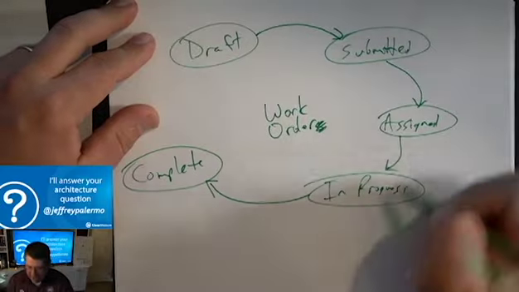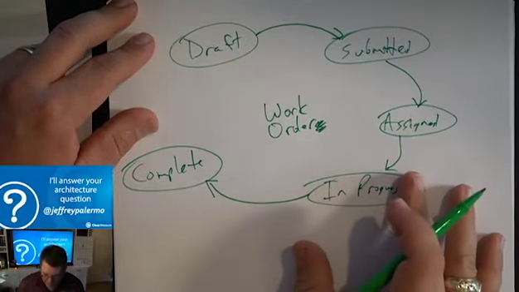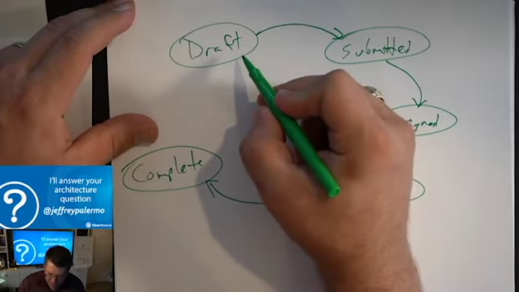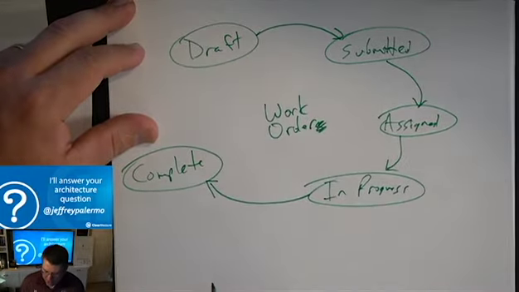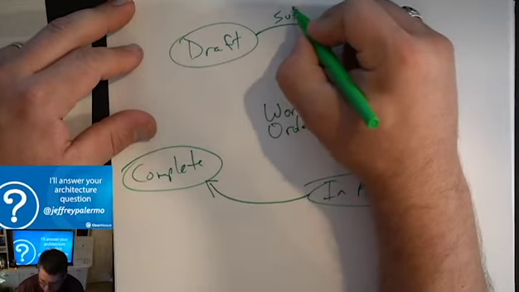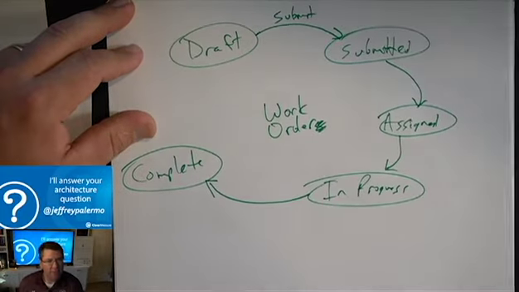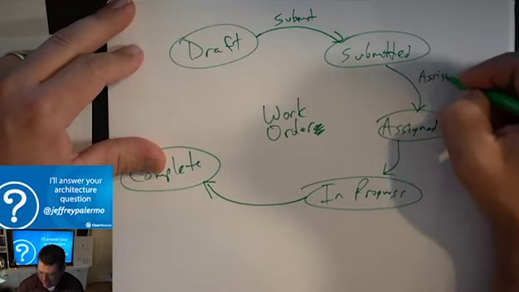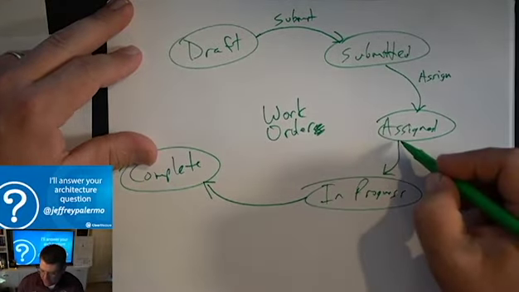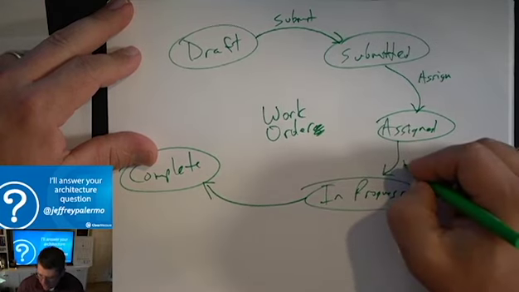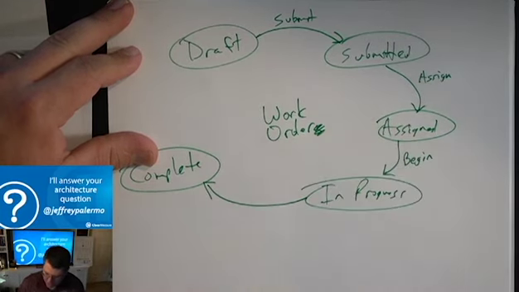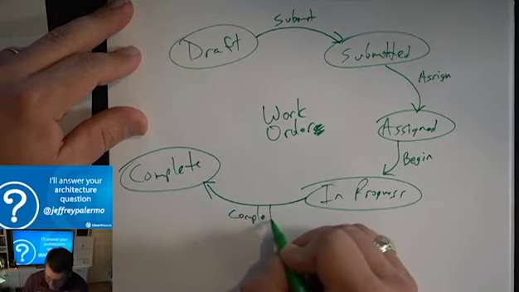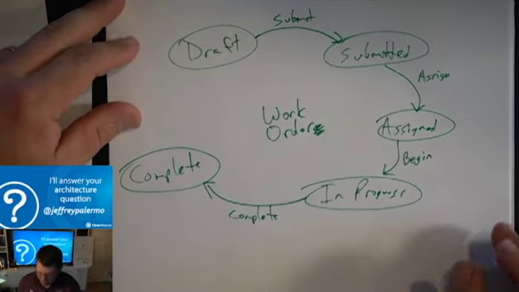Now, all of these arrows, you name them with a verb. So if we are going to go from a draft to submitted, then we are going to submit the work order. To go with this transition, we are going to assign. See that verb? And if we're going to go to assign it in progress, we're going to begin. If we're going to go to in progress to complete, we are going to complete it, which is the same verb.